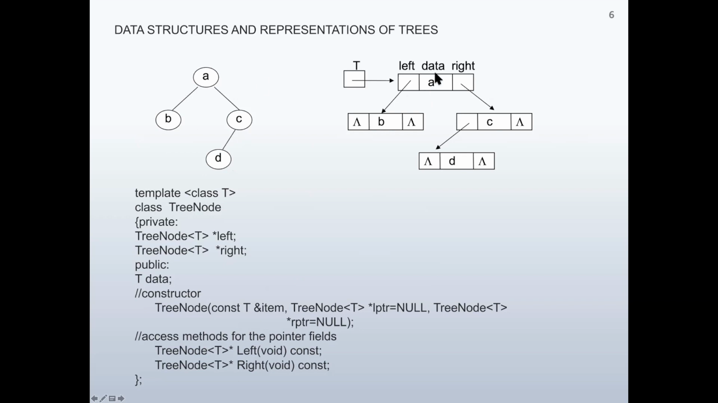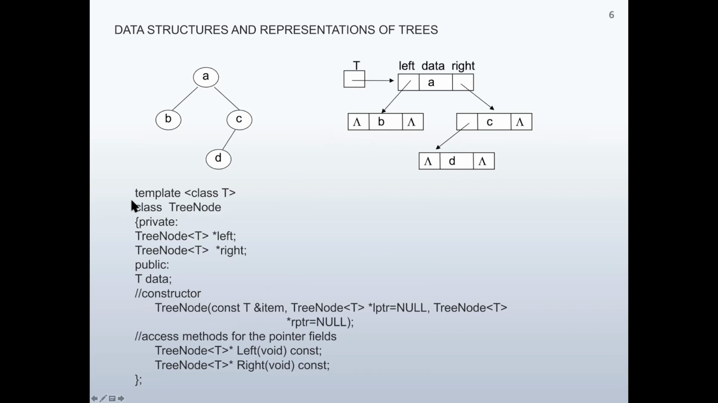And the corresponding nodes are like that. The root contains data A, and the left field points to a node containing data B, and the right link points to another node having data C. The right field of the node having data C is null, and the left one points to a node having data D, which has no subtrees. And also for B, we don't have any subtrees. The link fields are null.